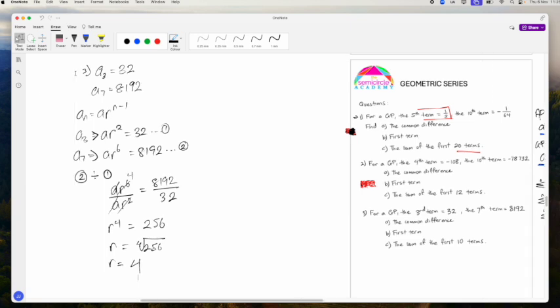So now that we have r is 4, we could find a by subbing in equation 1. So equation 1 is a r squared is 32. So a times 4 squared is 32. 4 squared is 16. So that's 32 divided by 16, which is 2, I believe.